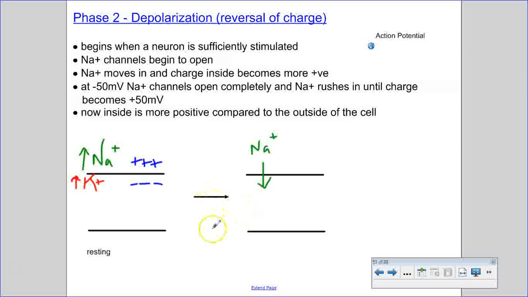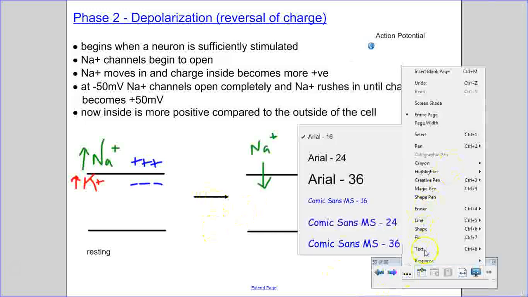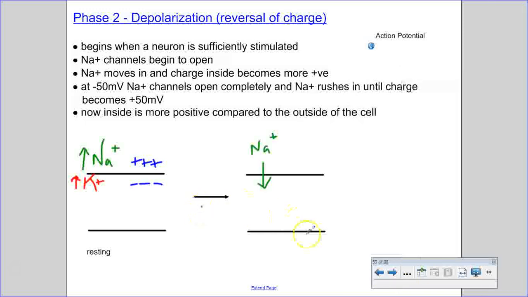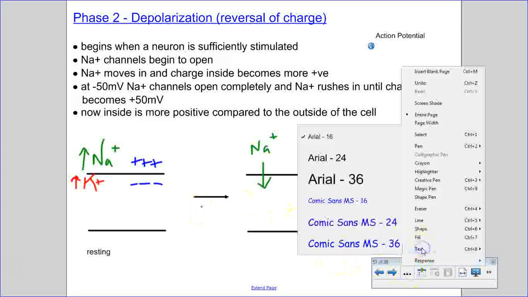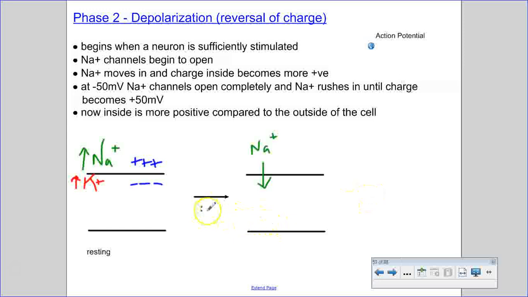If you want to, you can add a little bit of text here. Still not working. Let's say sodium channels open. Oh my goodness, this is difficult. I wish it was a touch screen. It just seems so rough. We'll get it down to a science for the next one.